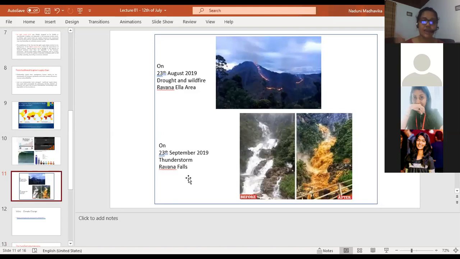In the Ravana area, if you can remember, in 2019 August, look at the color of the water. This is the Ravana Falls. The color has drastically changed. Look at it. It actually looks like Ravana. Ravana is said to be a monster, no? Can you all see?